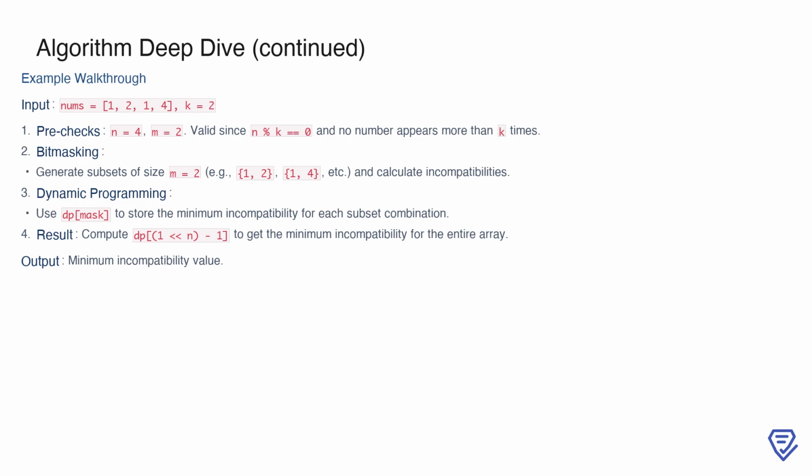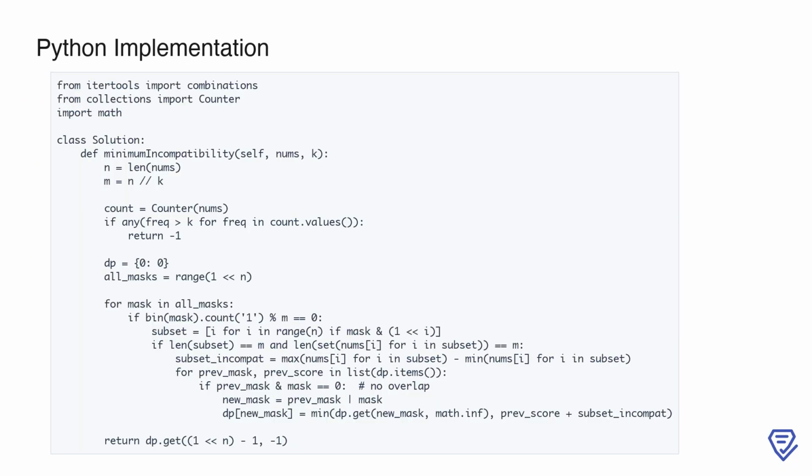Using dynamic programming, we populate the dp array to store the minimum incompatibility for each valid combination of subsets. After processing all bit masks, the result is stored in dp[(1<<n)-1], representing the minimum incompatibility when all elements are used in k subsets. For this example, the output is the minimum incompatibility value achievable for the given input. This Python implementation solves the problem of dividing an array nums into k subsets of equal size while minimizing the total incompatibility. Here's a detailed explanation of the approach.